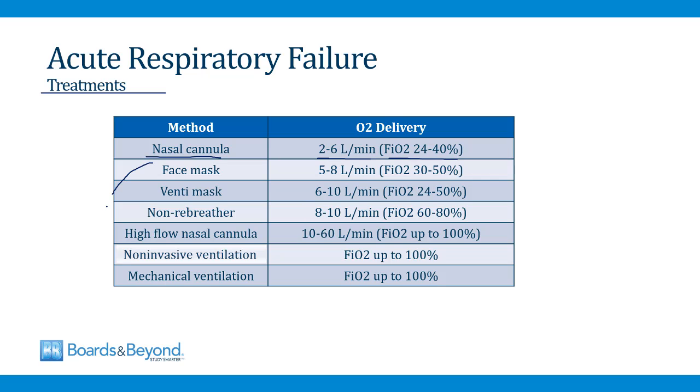By using these other oxygen delivery devices listed here, you can deliver more liters per minute of pure oxygen, and therefore the FiO2 can get higher, up to 100%, if you use a high-flow nasal cannula. And then finally, when you place a patient on non-invasive ventilation or mechanical ventilation, all the air that they are breathing is coming from the ventilator, and therefore you have complete control over the FiO2. The patient is not breathing any room air, and therefore you can get the FiO2 up to 100% or set it at whatever value you wish.